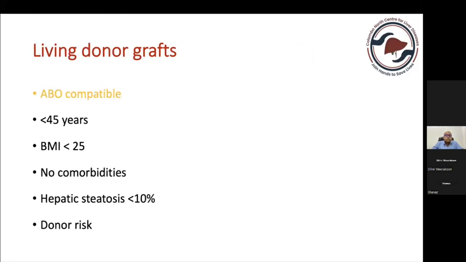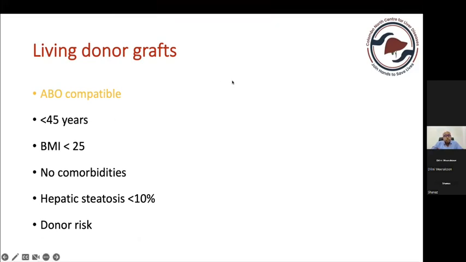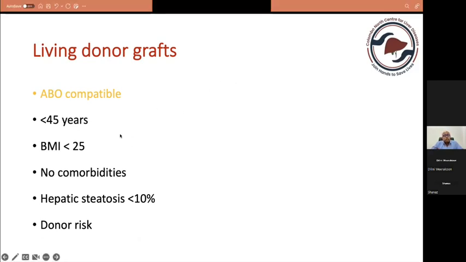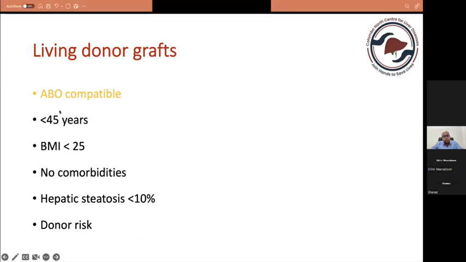The other option is living donor grafts. Again, we look for ABO compatibility most of the time, but there are situations, in younger patients less than 1 year, where we have done ABO incompatible transplantation as well. And these are the criteria of an ideal donor. The donor has to be less than 45 years, BMI less than 25, and there should not be any comorbidities, and they should not have fatty liver disease. But of course, in certain situations, we might have to expand these criteria and consider some donors who are out of these criteria. But this is what we would prefer to have as a donor.